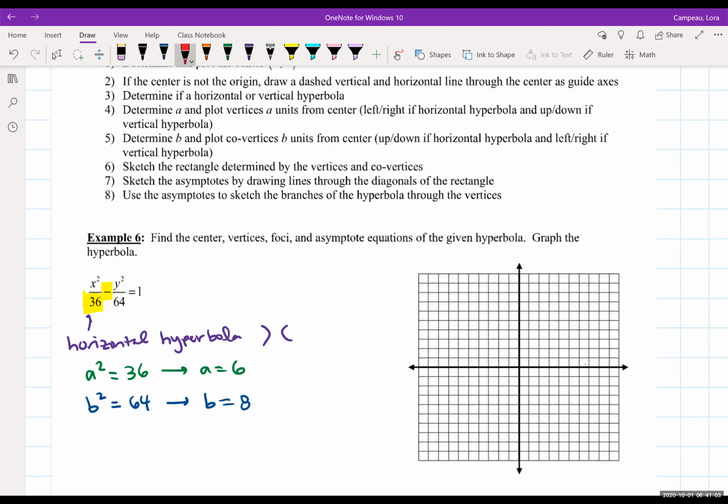Also note to ourselves that we don't see an x minus or x plus or y minus or y plus. So right away our center is at our origin. So we can already label that. I might as well draw that in.